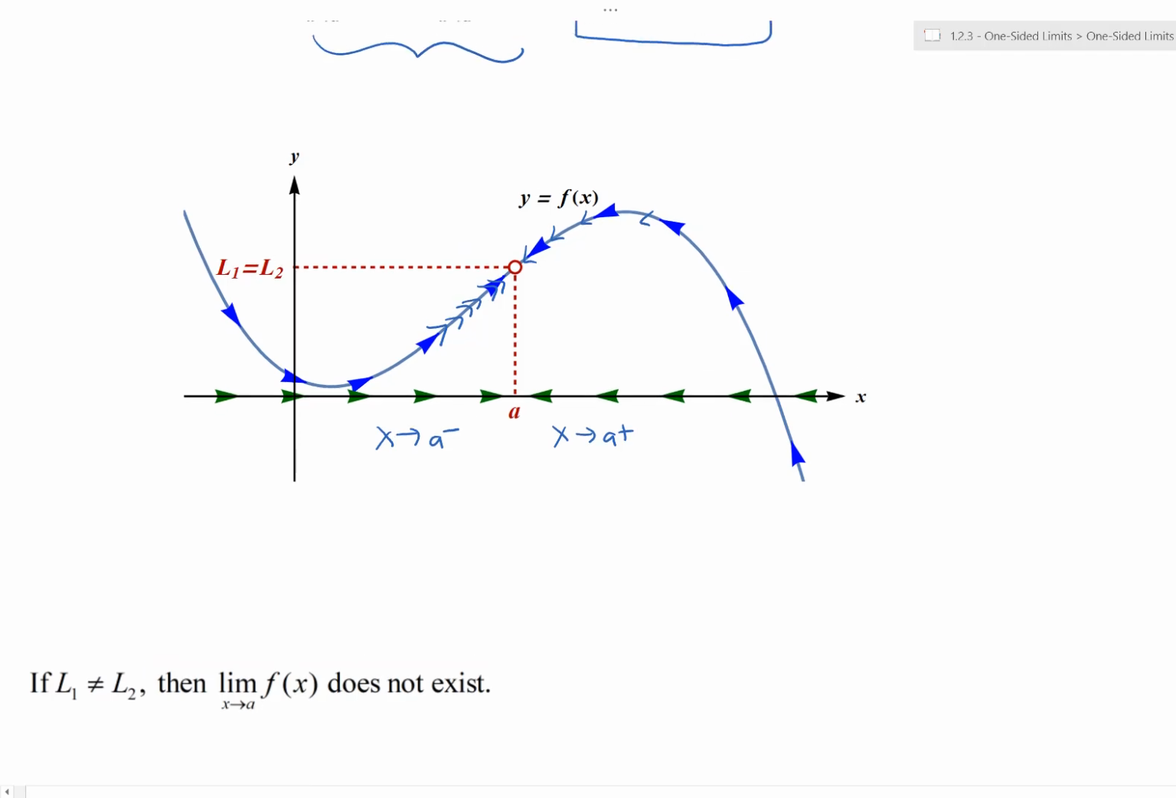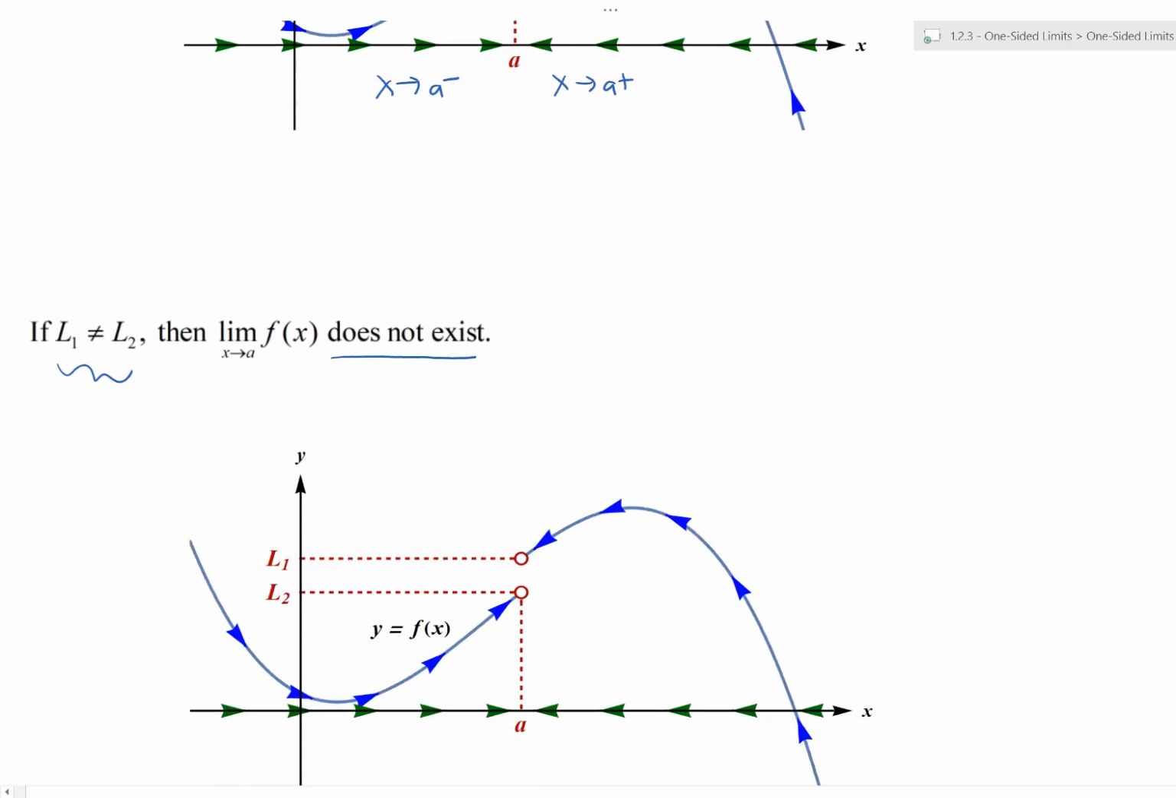Now, one thing to note, that's necessary. If these two locations don't match up, L1 and L2, so the limit as x approaches a from the right is not the same as the limit as x approaches a from the left, then the limit as x approaches a, the two-sided limit of f of x, does not exist. This is a necessary condition in order for the two-sided limit to exist. You need the left-hand limit and right-hand limit to match up. If that doesn't happen, the limit doesn't exist. End of story.